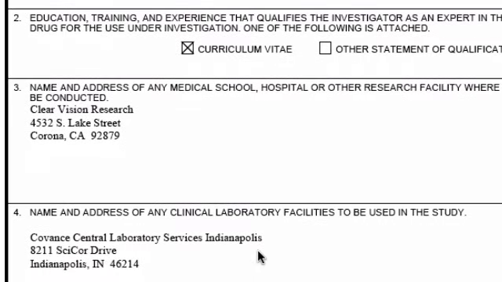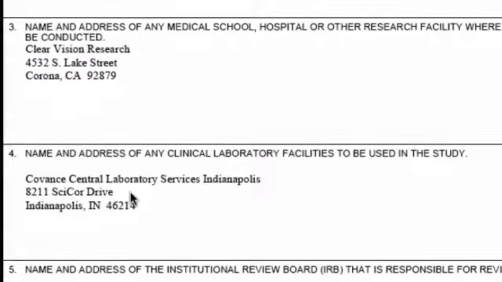Box 4 indicates the clinical laboratory facility that will be used. Majority of the time this will be a central laboratory, and it will be put right here. There are times when local labs are used, and instead of the central lab's information, the local laboratory's information would be put in this spot.